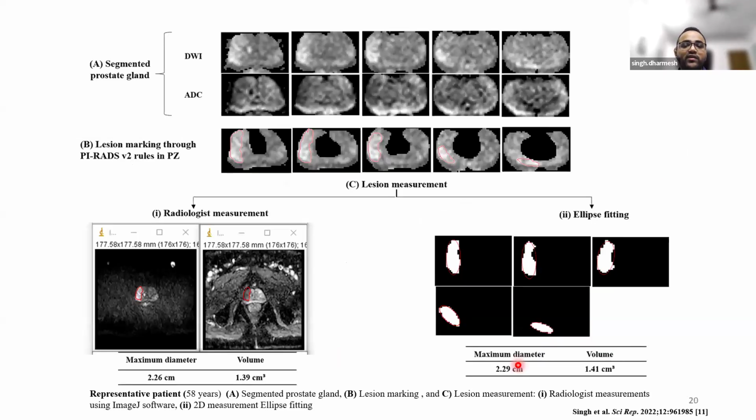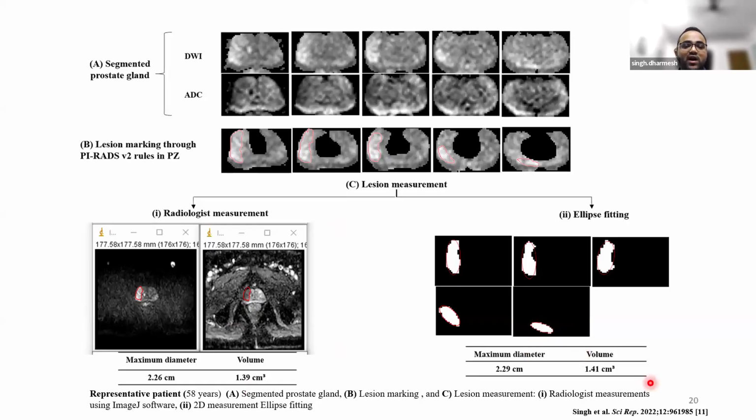So this is where we compare different methods. On one side, radiologist traditional measurement, which is typically a manual 2D measurement of lesion dimensions. And in the middle, you can see the 2D ellipse fitting, which is a semi-automated approach, where the system fits an ellipse around the lesion boundary on the MRI slices, which gives more consistent measurements compared to manual marking.